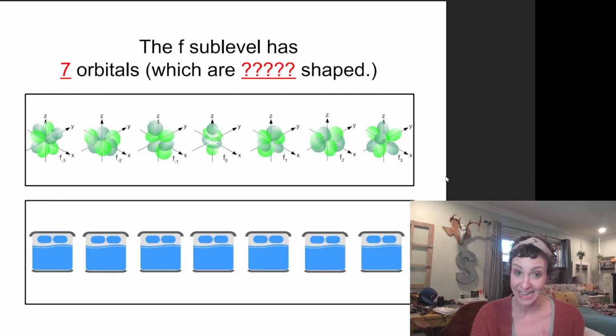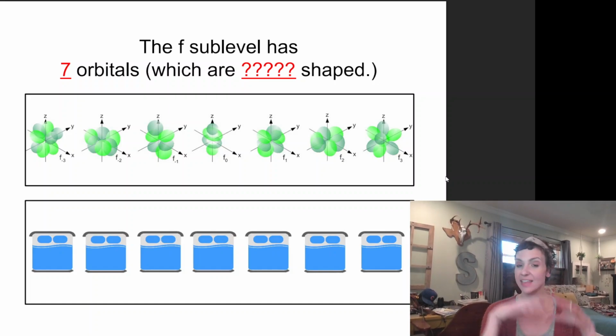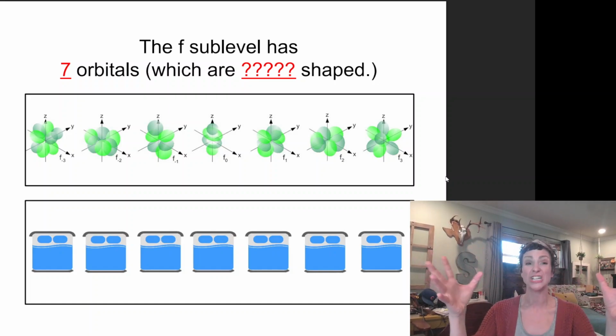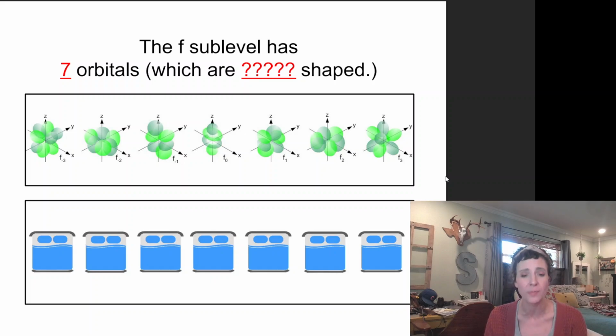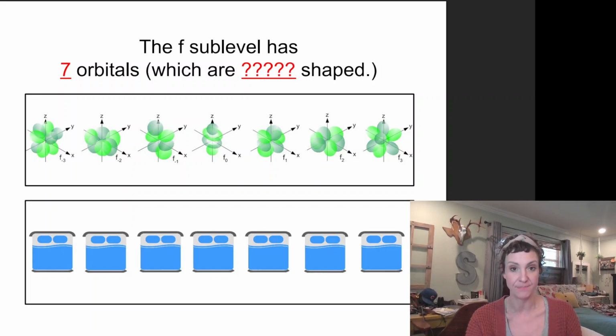We're getting to our last type of room, the F room. That is like the master suite party room. There are 7 beds, 7 orbitals in an F room, you guys. Whoa. And we don't know what shapes those are. There are some pictures for you to ponder, but that is a weird shape of these F sublevel orbitals. But there are 7 of them.